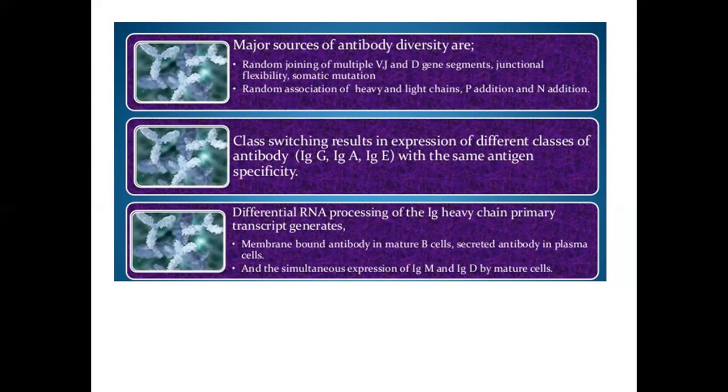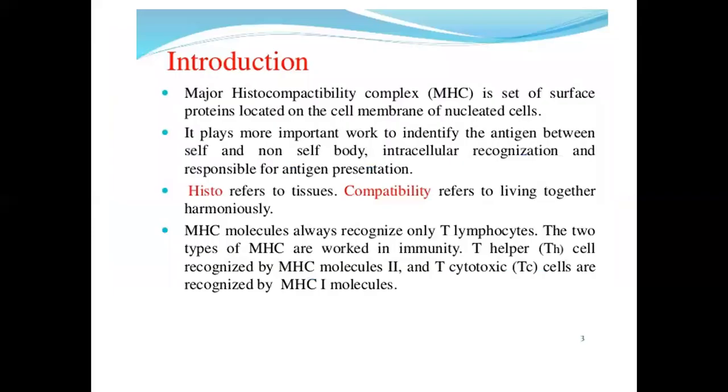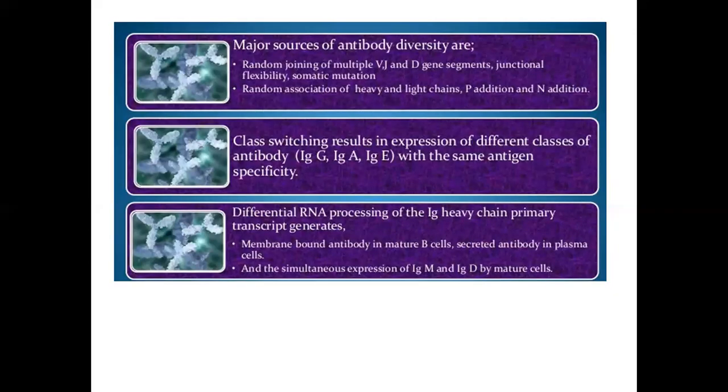Next, differential RNA processing of the Ig heavy chain primary transcript generates the membrane-bound antibody in the mature B cells and secreted antibody in the plasma cells, and the simultaneous expression of IgM and IgD by the mature cells. So class switching gives the different immunoglobulins, and the differential RNA processing of the heavy chain gives rise to membrane-bound or secreted forms in plasma cells. Simultaneous expression of IgM and IgD takes place by differential RNA processing. Okay, so this is about the immunoglobulin gene expression.